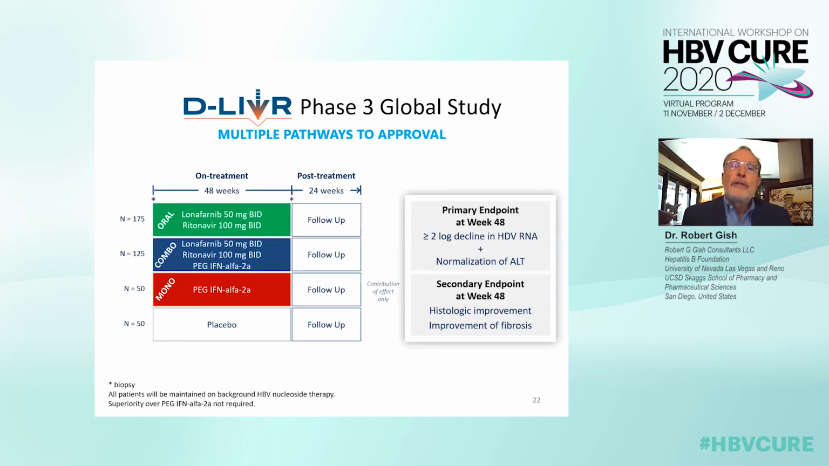A study that's ongoing, a global study currently today is a phase 3, and the study design is highlighted here. We're looking at Lonafarnib plus pegylated interferon versus monotherapy of pegylated interferon and placebo. Lonafarnib will be ritonavir boosted. The endpoints will be a comparison of the Lonafarnib 2 arms with placebo. Pegylated interferon is there for comparison, contribution of effect only. Primary endpoint again, 2-log decline at the end of treatment plus ALT normalization. The secondary endpoint of histologic improvement. We will await, excited about these new results.